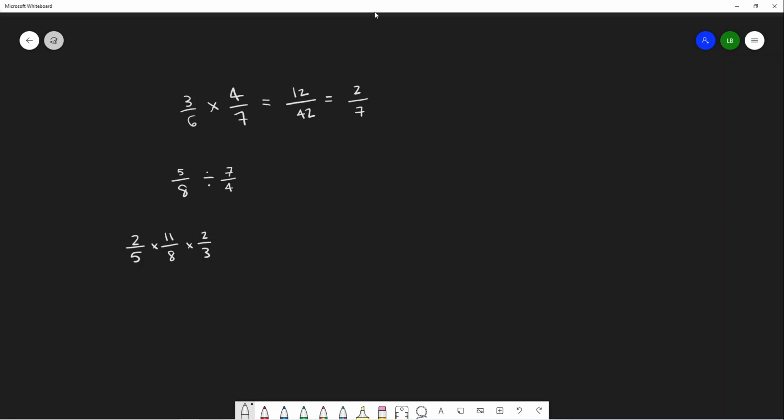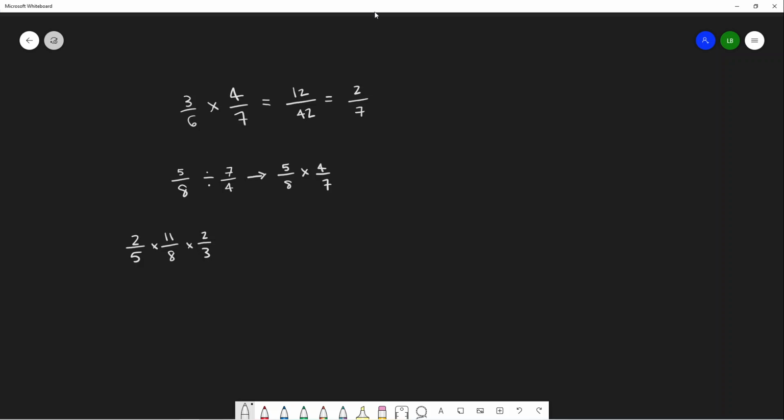The second example is a division of fractions. We have 5 over 8 divided by 7 over 4. When you're dividing two fractions, you rewrite the first fraction the same as before, but instead of dividing by 7 over 4, we rewrite it as multiplying by the reciprocal, which is 4 over 7. And you actually get the same result.